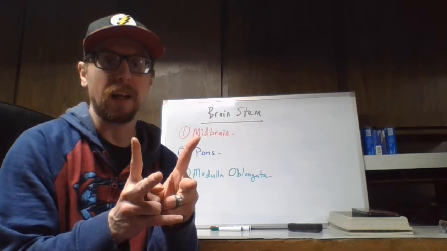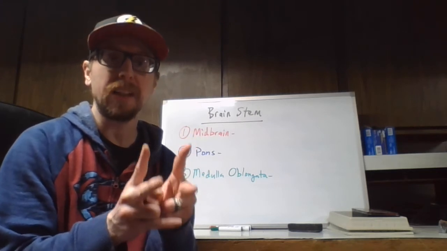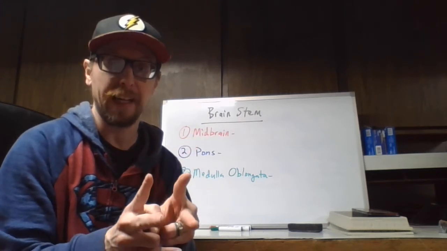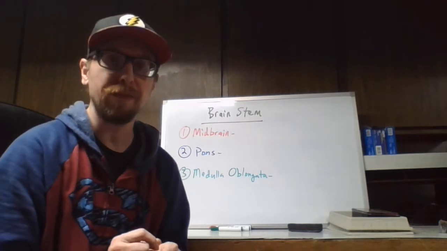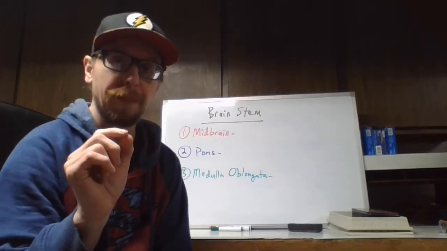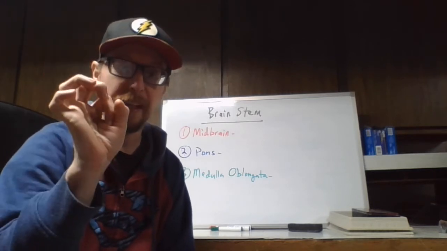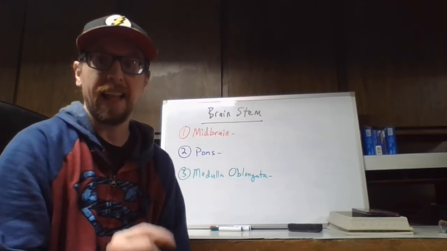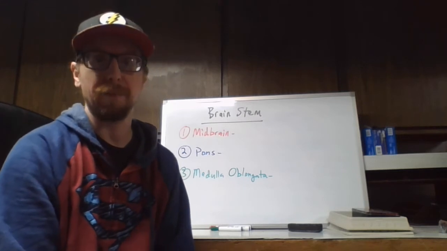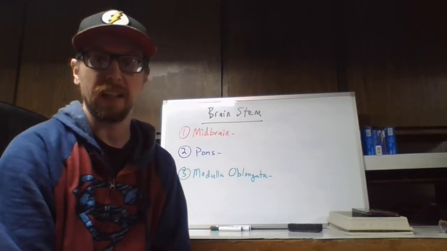The upper ones are called superior colliculi. Superior colliculi help out with visual reflex. What I mean by visual reflex: when a paramedic shines a light in your eye and the pupil constricts, that is a reflex right there. That is testing a function of the midbrain, specifically the superior colliculi.